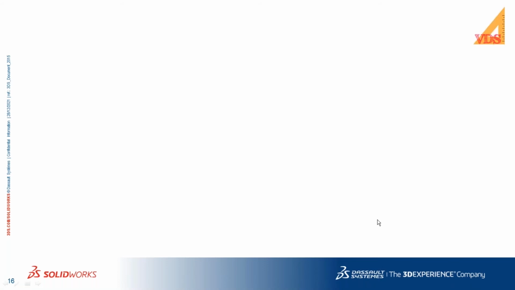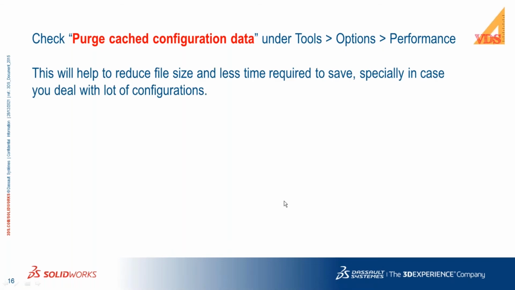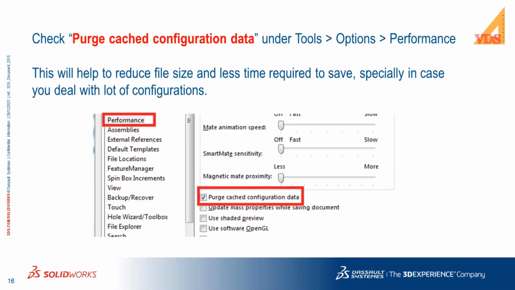Okay, let's talk of the options. The option says purge cache configuration data. With the option checked, this helps you reduce the file size and the time it requires to save the file. This is very helpful when you deal with a lot of configurations. Basically, it purges the cache data of the configuration. You can find this option under the performance.